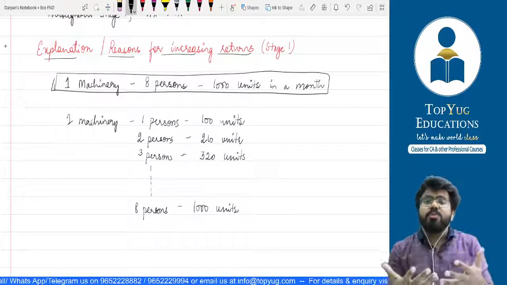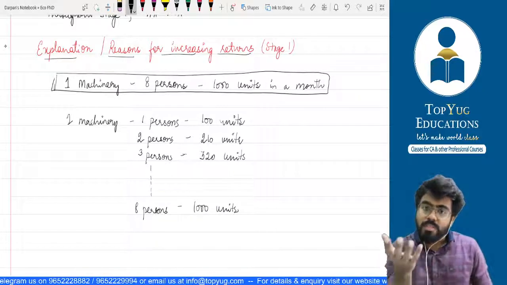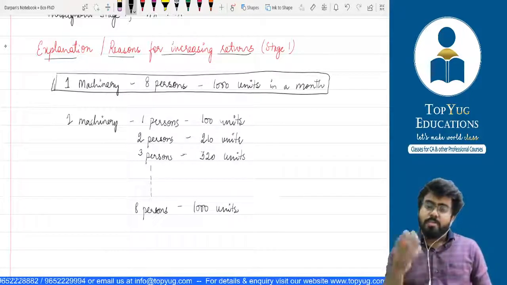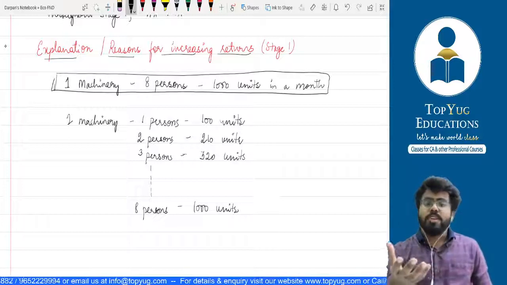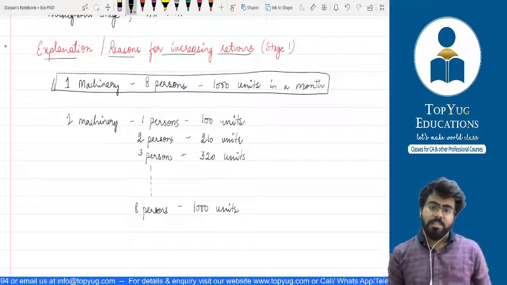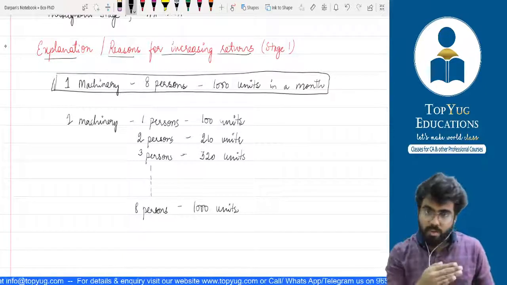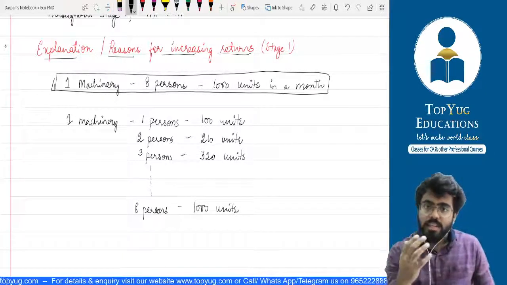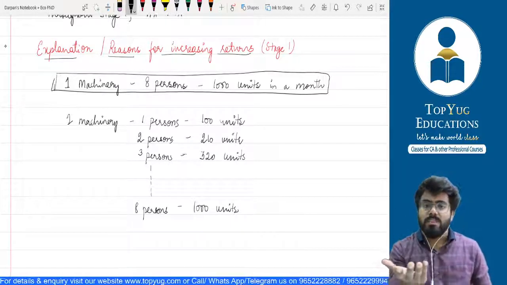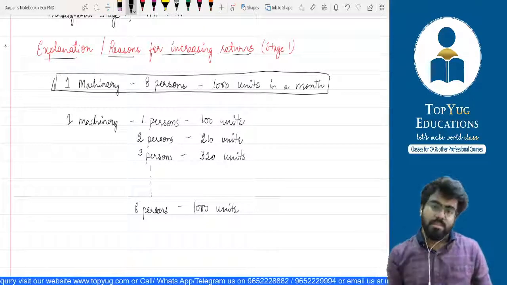So because of this extra utilization, the additional output is a result. The additional output is resulting from this additional utilization that I can make from that machinery. That machinery which was underutilized earlier, now with additional labor, I can produce more. That is the reason for increasing returns. This machinery was being underutilized earlier. Now when I increase the laborers, it is being fully utilized. It is being efficiently utilized. Right? I am increasing its efficiency by employing more laborers.